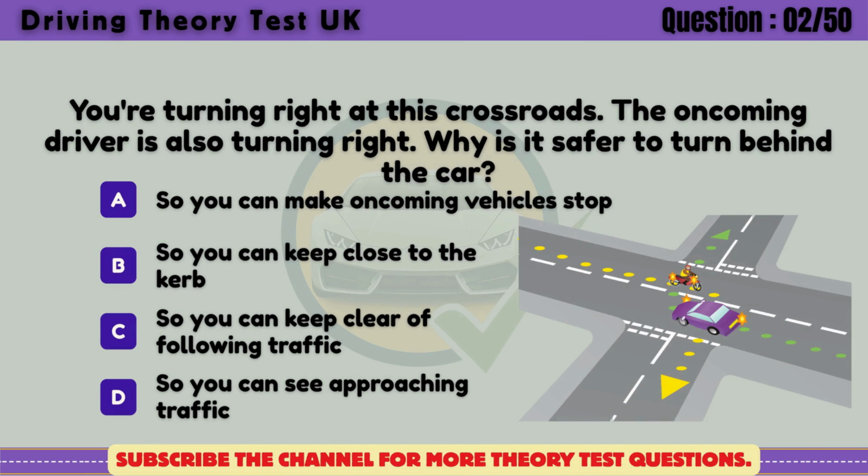Question 2. You're turning right at this crossroads. The oncoming driver is also turning right. Why is it safer to turn behind the car? Option A. So you can make oncoming vehicles stop. B. So you can keep close to the curb. C. So you can keep clear of following traffic. D. So you can see approaching traffic.